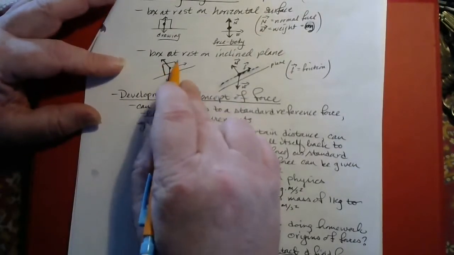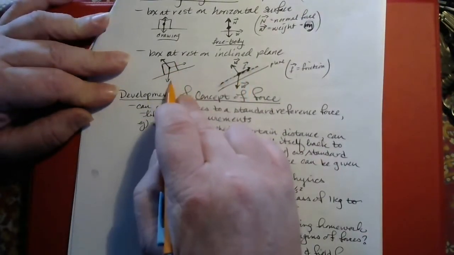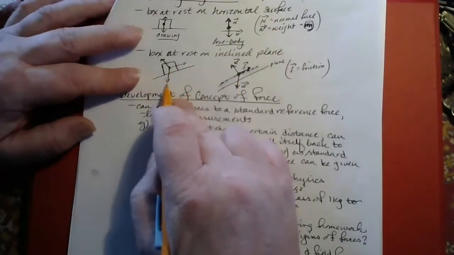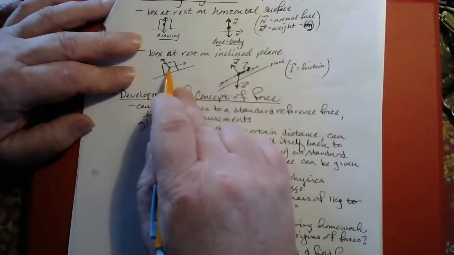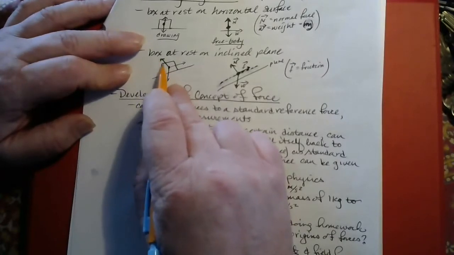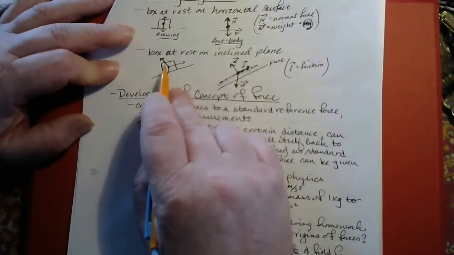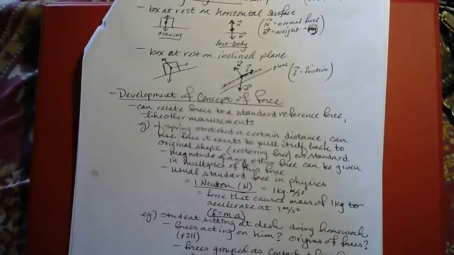If you have a box at rest on an inclined plane, then what you would have might be something that looks like this. You've got the weight pushing downward, and you have the normal force. And this is kind of an important point. The normal force goes perpendicular to whatever surface you're working on. And so it's not necessarily normal to the earth.